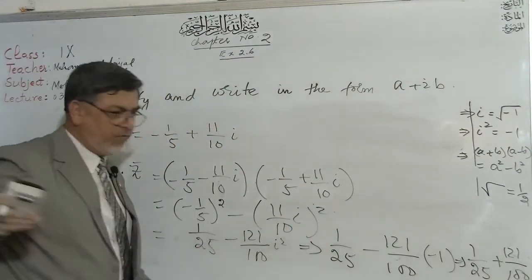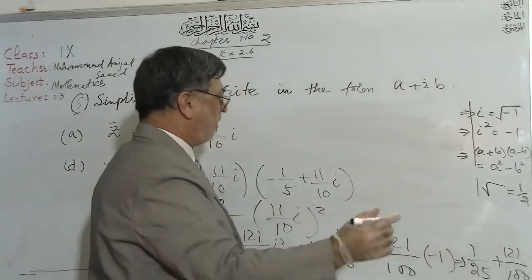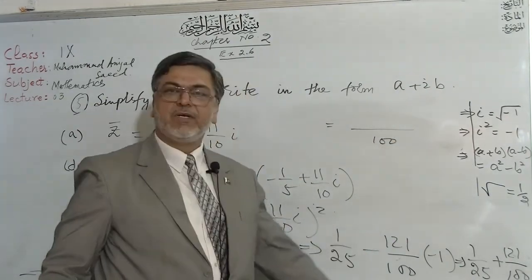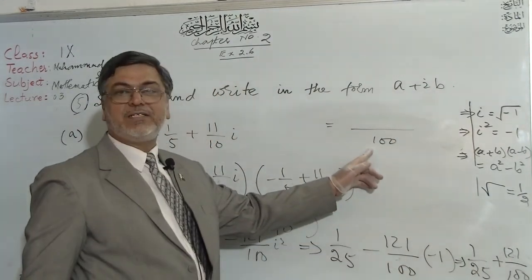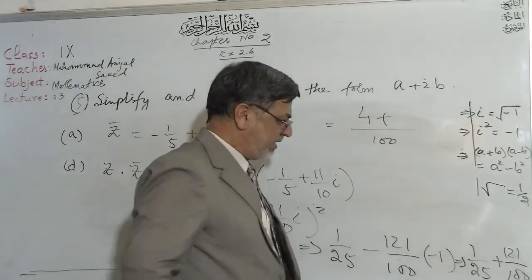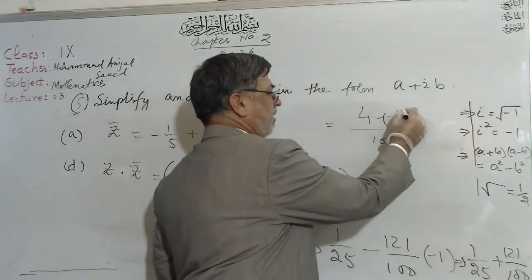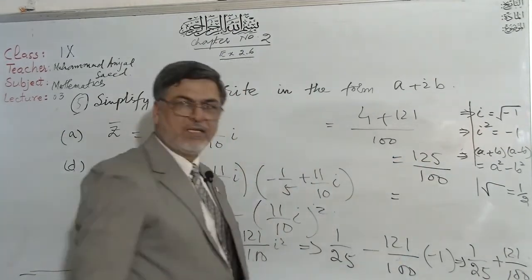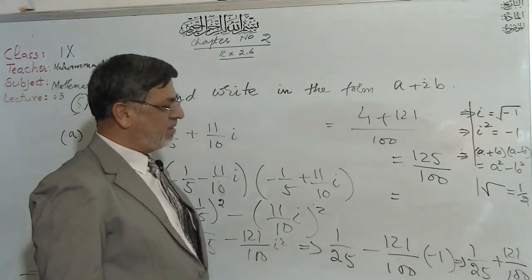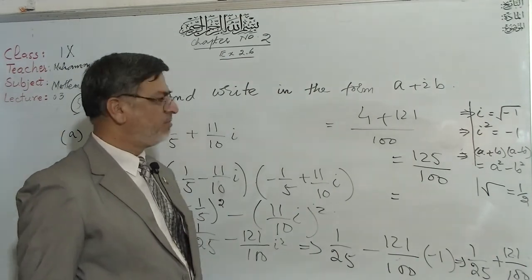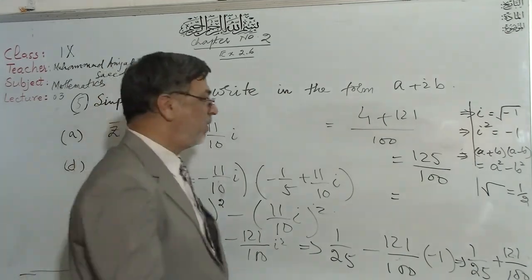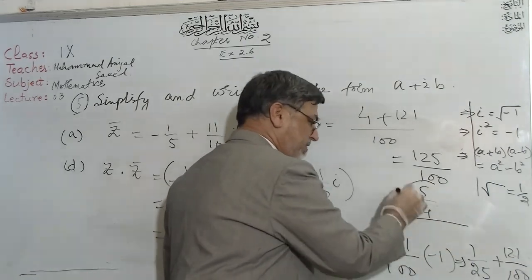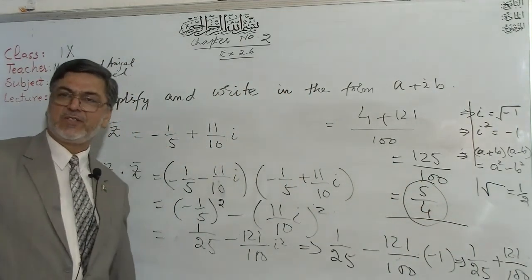After that, after solving this, you can take the LCM as 100. 25 fours are 100, so 4, and 100 ones are 100, and 121. This will be 125 over 100. You can divide it by 25. Above and below, 25 fives are 125, 25 fours are 100. That is your answer of Z into Z bar.